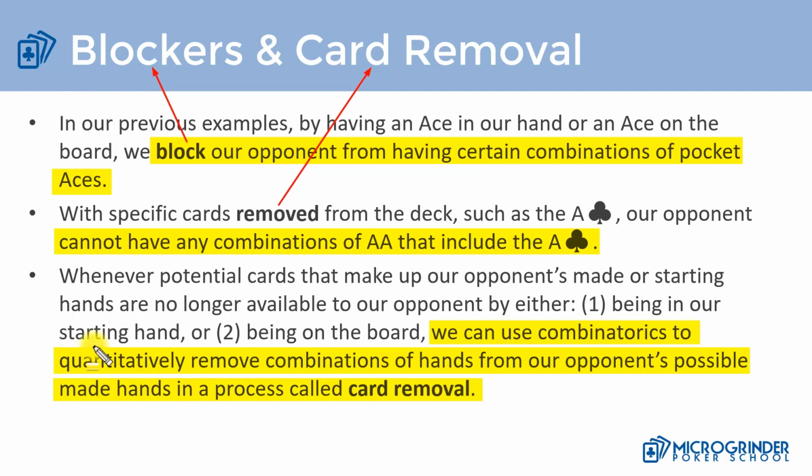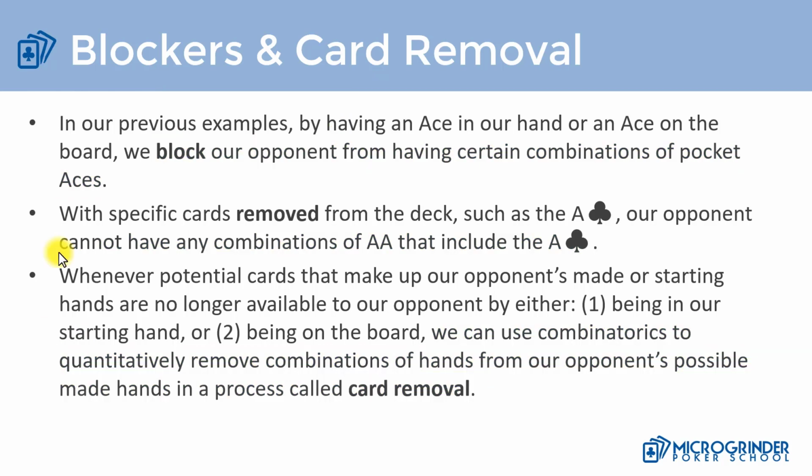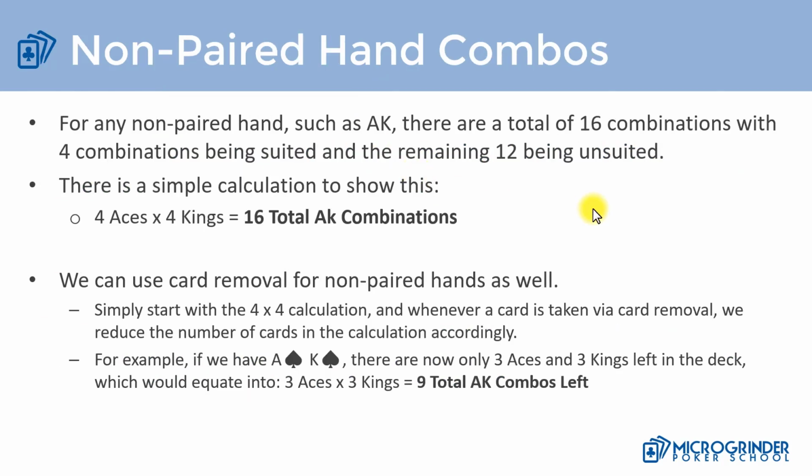So if you watch training videos and you've heard coaches talk about blockers and card removal, well, that's exactly what they are talking about. Now, blockers and card removal not only apply to pocket pairs, but they also apply to non-paired hands. Now, let's talk about combos with non-paired hands. Estimating those is, I think, easy for both, but this one is much more intuitive. So we know that with a non-paired hand, such as ace king, there are 4 combos of suited and 12 combos of off-suited hands. And so that's going to give us a total of 16 combinations.